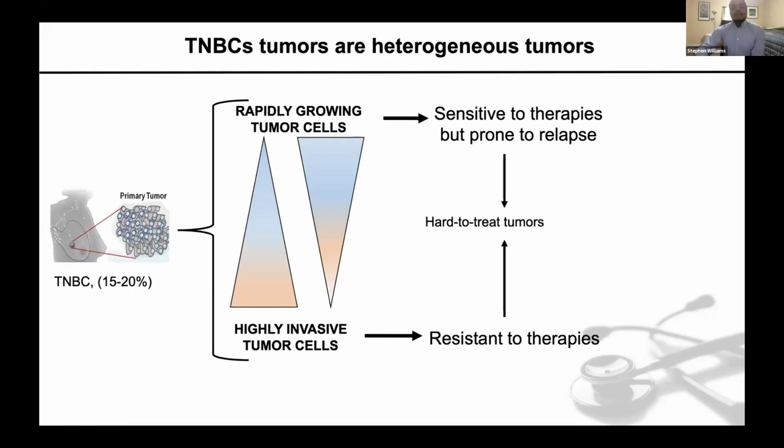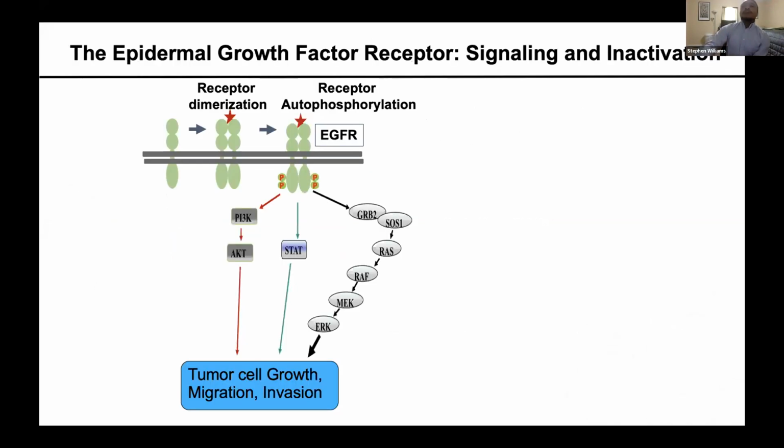And so the field of breast cancer is very complex because these tumors are very heterogeneous. Within TNBCs alone, you have a subpopulation of cells that are rapidly growing, or these basal-like cells, or you can have cells that are highly invasive, those metastatic, mesenchymal-like cells, but both lead to resistance to therapy, which makes them hard-to-treat tumors. And so what our lab is trying to do is understand some mechanisms of this resistance.